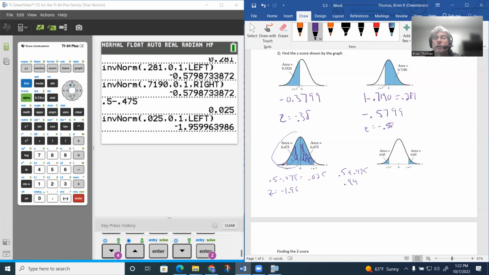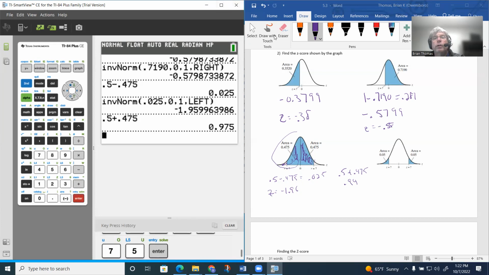I'm sorry, 0.975. Let me double check myself there. 0.5 plus 0.475. That should be 0.975. Yeah. Don't know what I was doing there. So we all get kind of dependent on this calculator, and we start to slow down on this little math here.